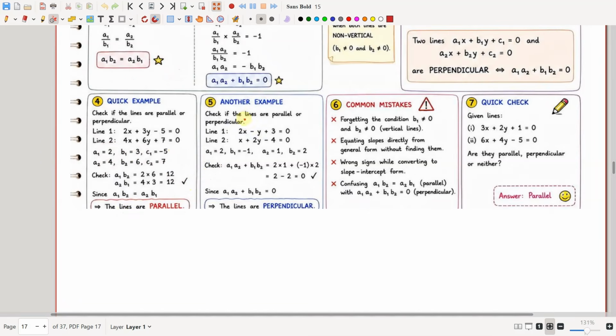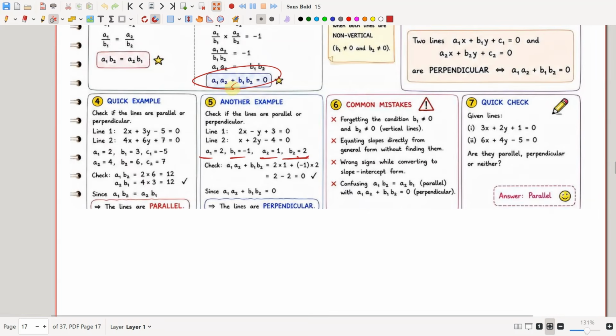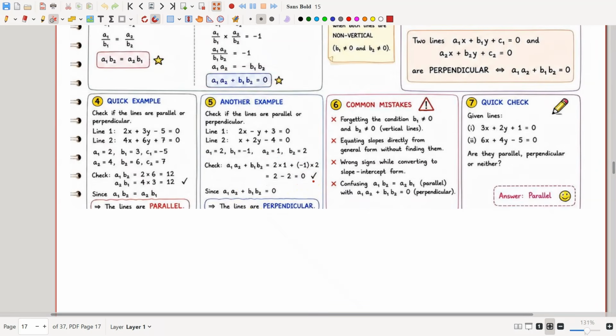Okay, so check if the lines are perpendicular or parallel, and we are given a line where a1 is equal to 2, b1 is equal to -1, a2 is equal to 1 and b2 is equal to 2. For two lines to be perpendicular, we have to check a1 a2 plus b1 b2 is equal to 0. a1 into a2 will be 2 and b1 into b2 will be -2, which is 2 minus 2, which is 0. So the lines are perpendicular.